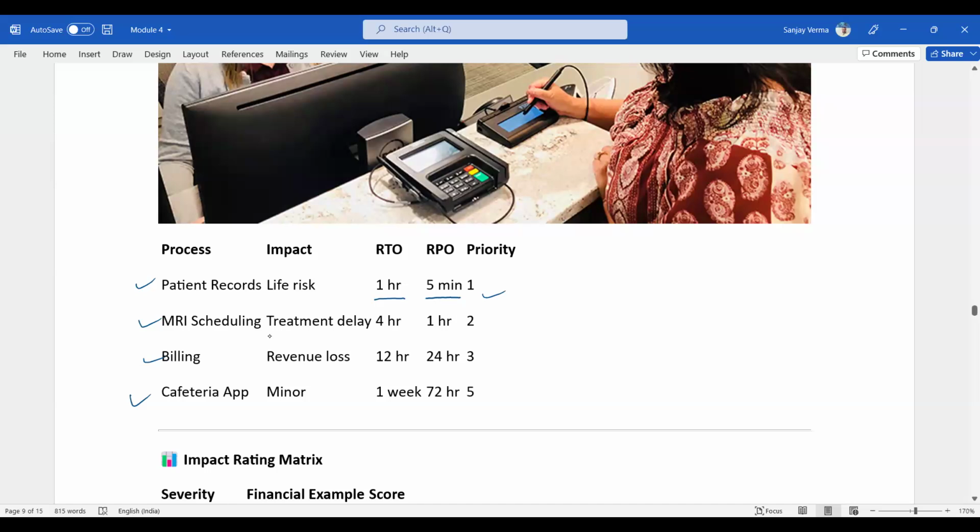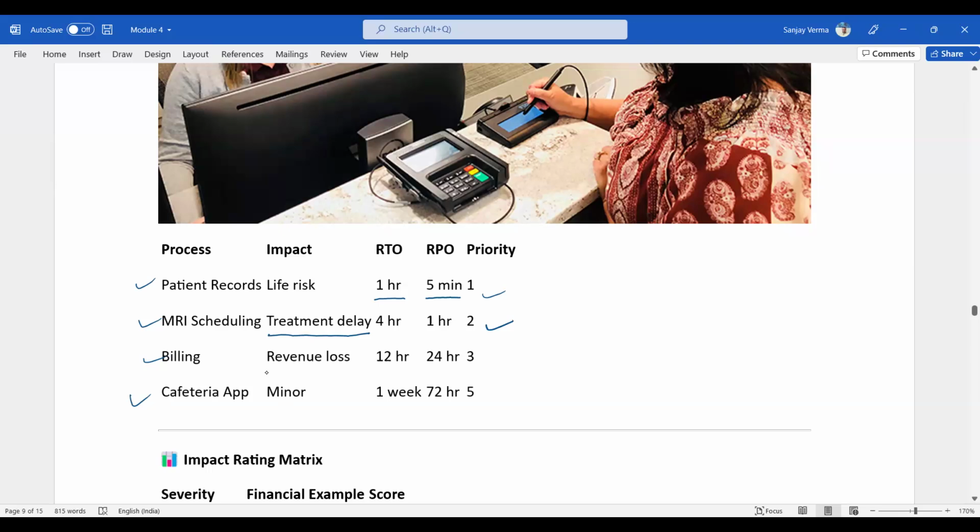MRI scheduling. So obviously, if you are not able to maintain MRI scheduling, your treatment would be delayed. But again, MRI scheduling is not that critical because you can take help from your backup facilities, maybe from another center or maybe from a different business. You might get your MRI scheduling done. So recovery time objective is 4 hours here. Recovery point objective is 1 hour. So within 1 hour, if your data is lost, you might do the MRI again. Okay. So the priority comes to here.